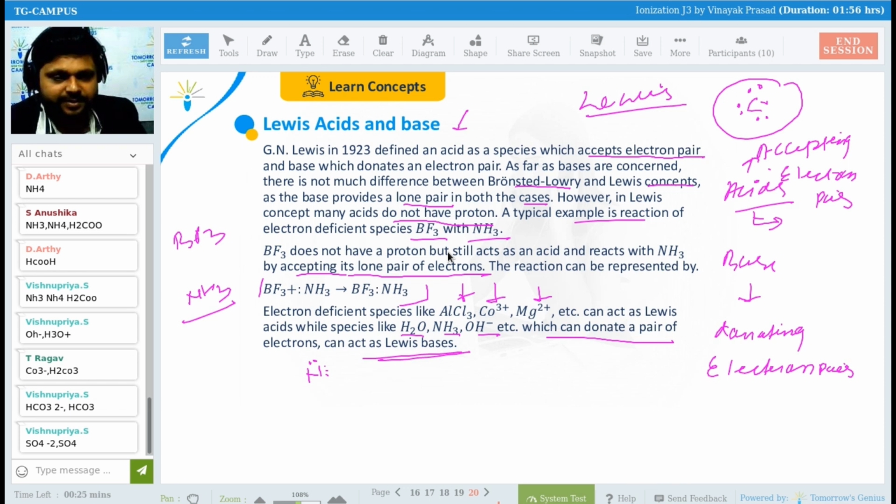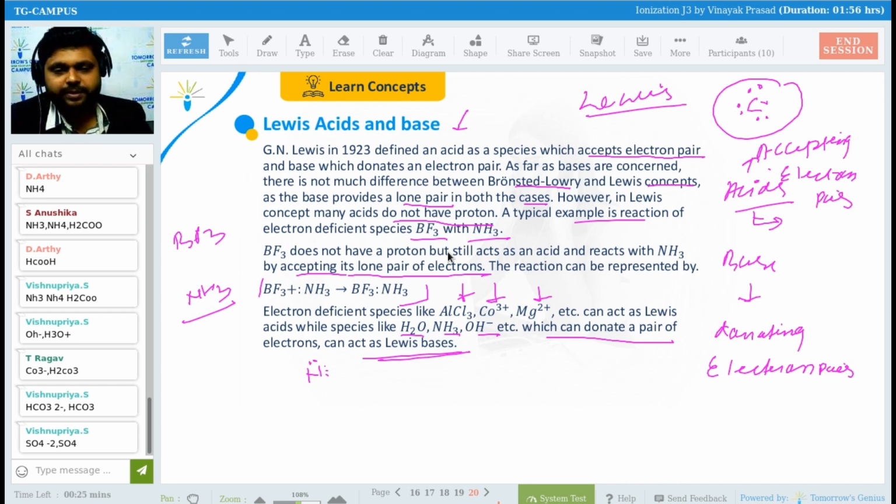So can you give me the examples for that? See, if it is accepting, Mg 2 plus, sir. If it is accepting an electron pair, then it will be an acid. And if it is donating, then it's a base, sir. So the water molecule, H2O, is donating its electron pair. So it will be a base or an acid?